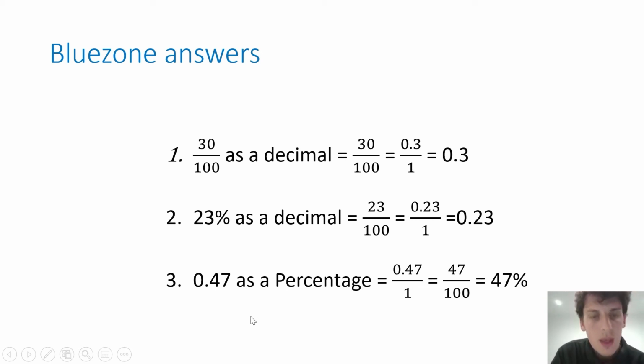And the last one is a decimal to a percentage, 0.47 to a percentage. Remember, percentage is out of 100, so we need to make our decimal out of 100. So you do 1 times 100, and then you've got to do the same for the top. 0.47 times 100 is 47 over 100, which is 47%, okay?